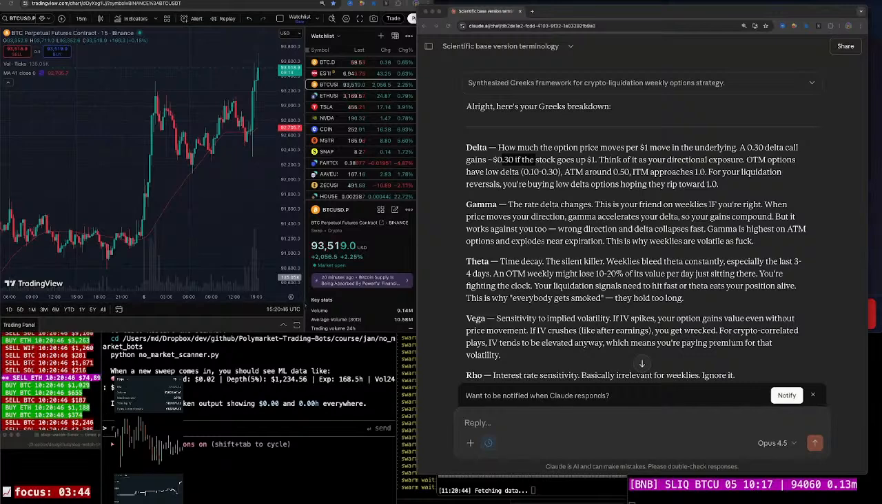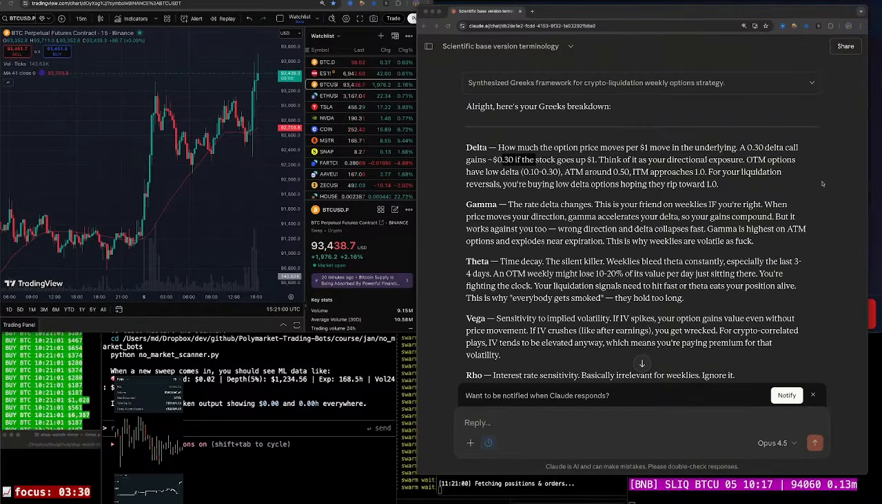Beautiful. So let's go ahead and keep looking through this gamma. I understand delta now, not too hard. Delta shows how much the option will move for a $1 move. Okay, so gamma is the rate delta changes. This is on weeklies. If the move is in your direction, gamma accelerates your delta.